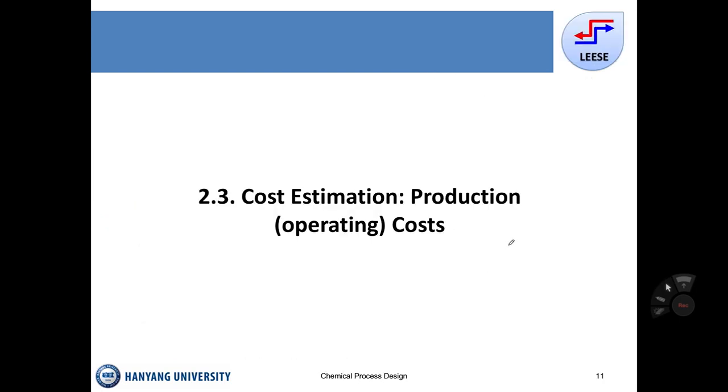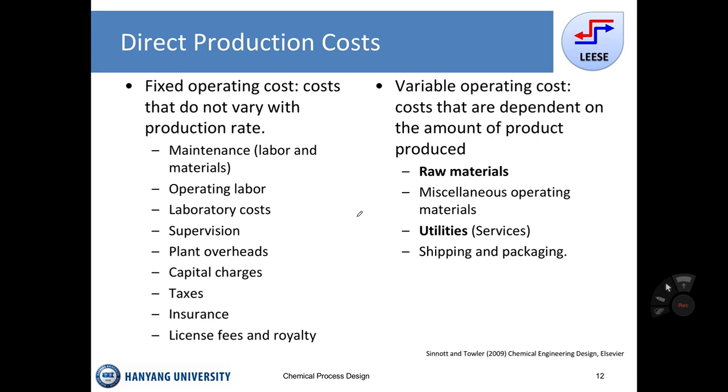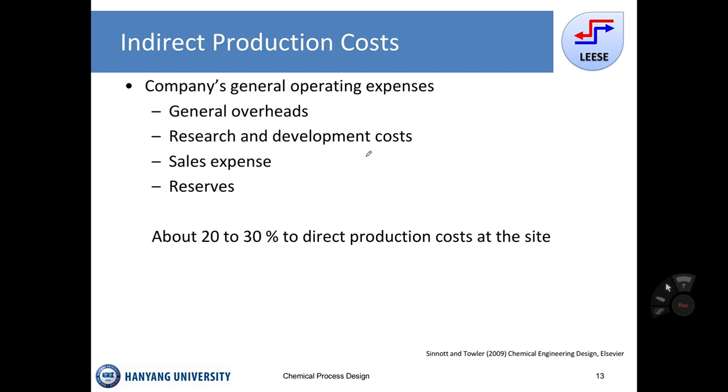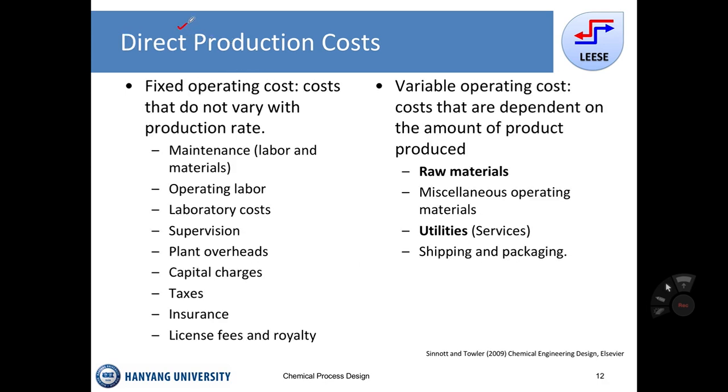Next section is about the estimation of cost for the production. There are two elements related with production cost: there are indirect production cost and there are direct production cost. So there are two major categories related with operation cost or production cost. Then the direct cost can be divided into two. First one is the fixed operating cost and the variable operating cost.